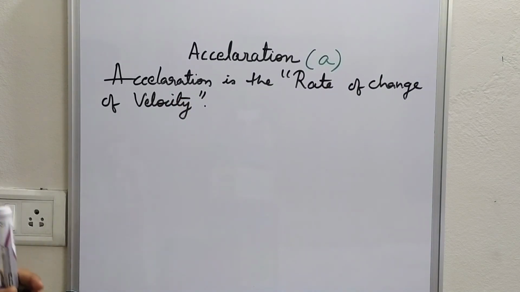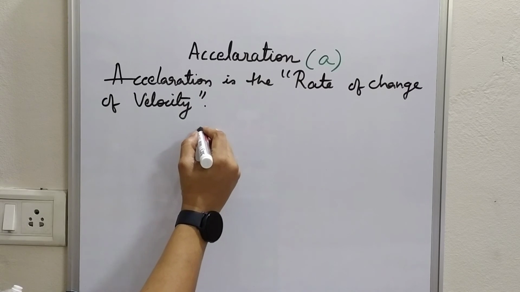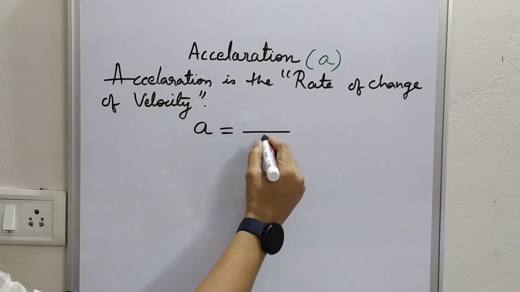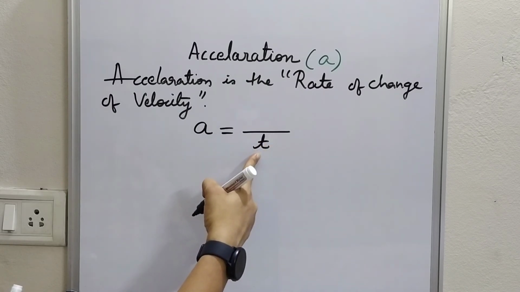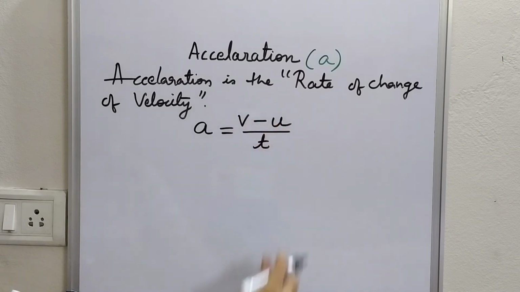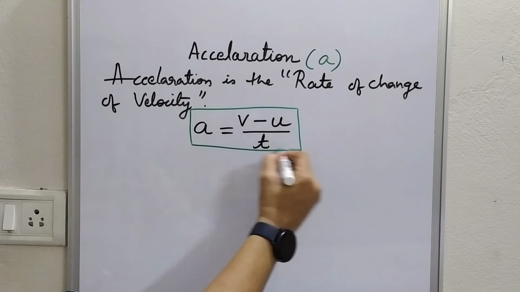Since it is related to velocity, and velocity is a vector quantity, acceleration is also a vector quantity. We write mathematically acceleration as the rate, rate means with respect to time, t for time, of change in velocity. So we have a final velocity and an initial velocity. V stands for final velocity of a body and U stands for initial velocity of a body. So a is equal to (v minus u) by t. This is the mathematical expression for acceleration.